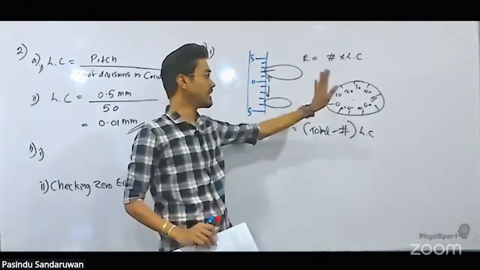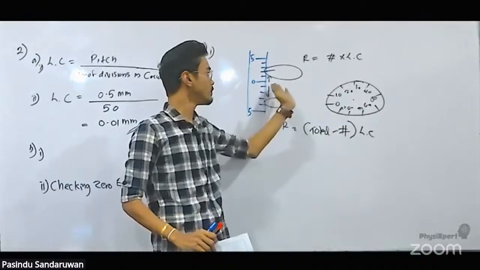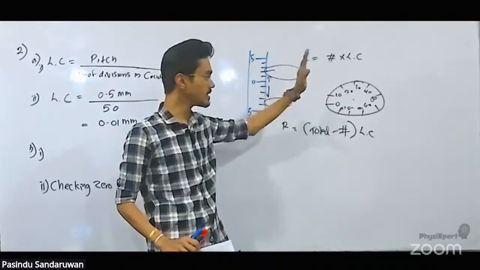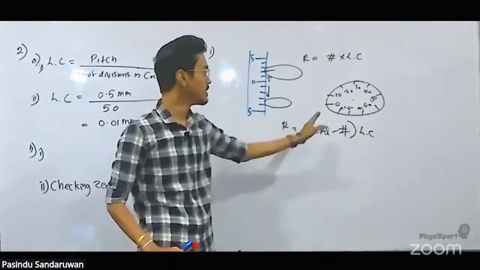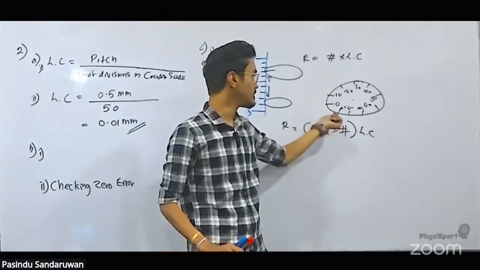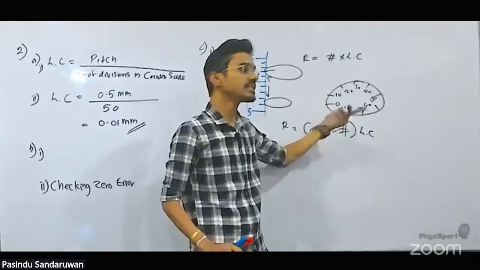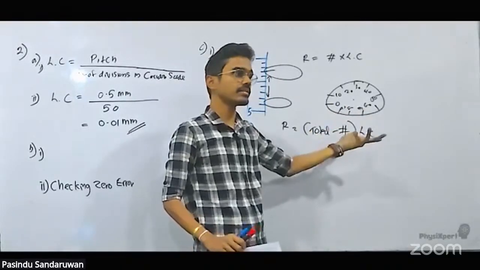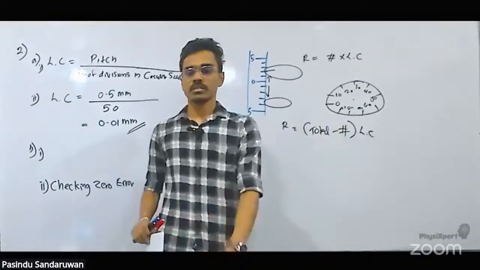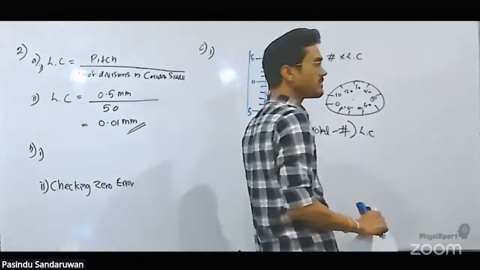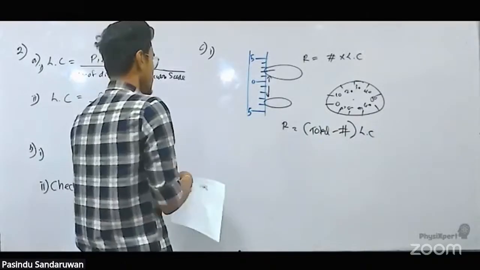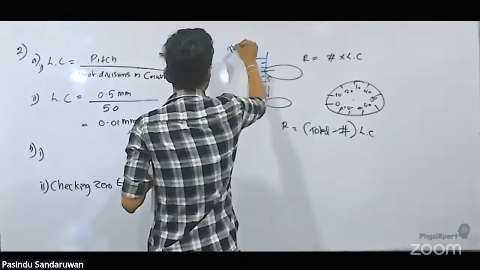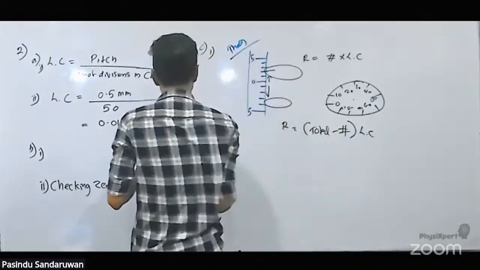Always this scale is calibrated for upward readings. Downwards, total minus this should be written. Then downwards, what you are seeing is 90, but actual rotation is 10. Then total minus coincided. That is how the equation comes. These are the respective theory parts.